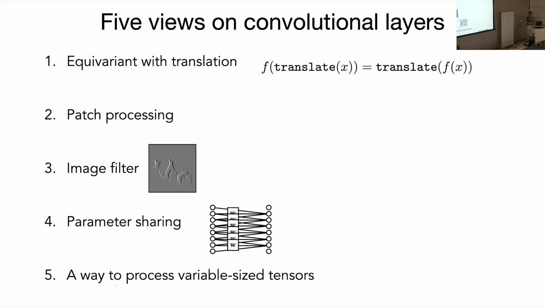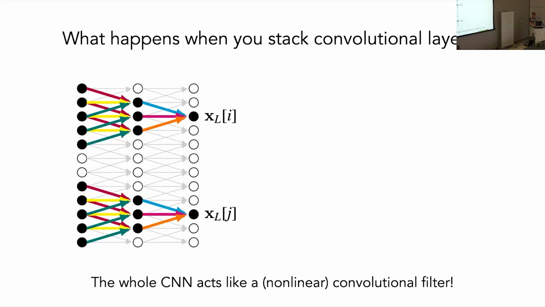You can also think about them as a way to process variable size tensors, because you can run them on anything of any size. That's true if you're running things image by image, but often because we want to do things batch-wise, we have to force all of our images to be the same size so that we can do that batch parallelization effectively. So we often have to do it that way, whether we want to or not.